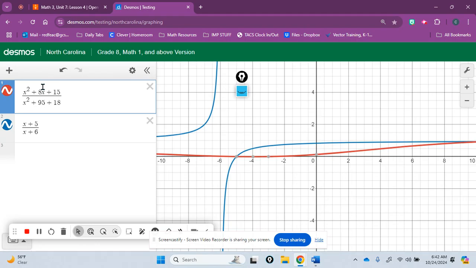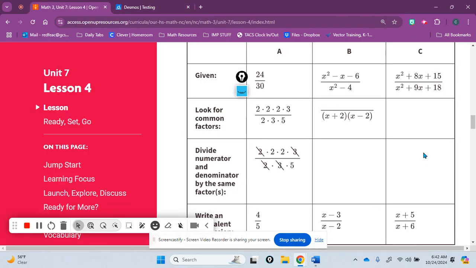It wouldn't give me an equivalent expression. But when I changed my equation because of my mistake, it gave me the correct answer. So make sure you're watching what you're typing. All right, so if I still want to factor this, I'm going to show you how to factor it so you can divide out.